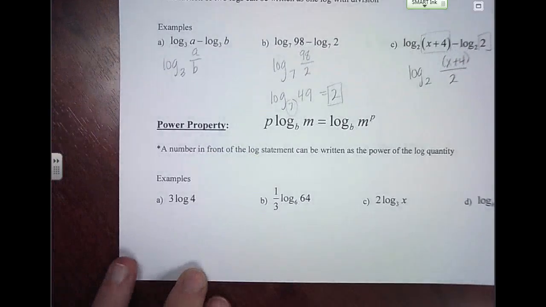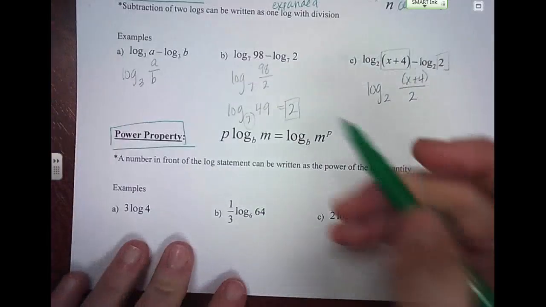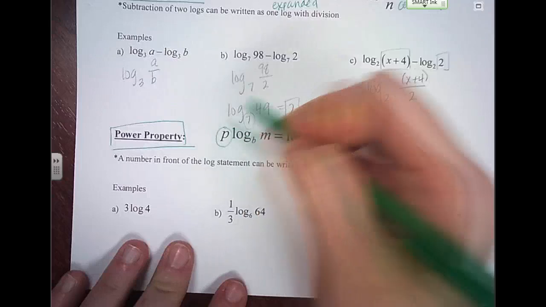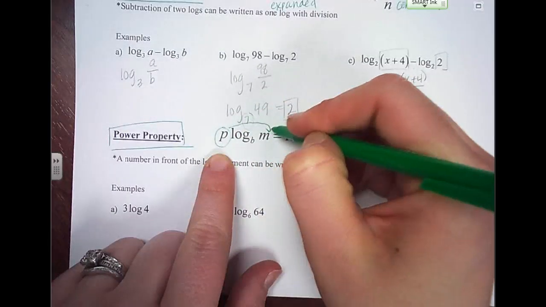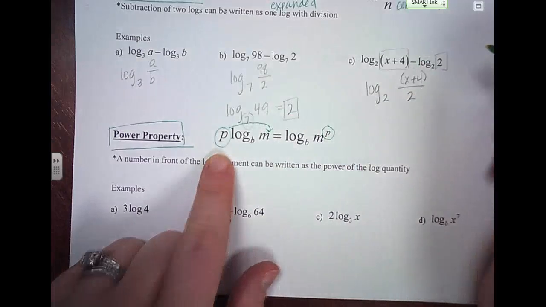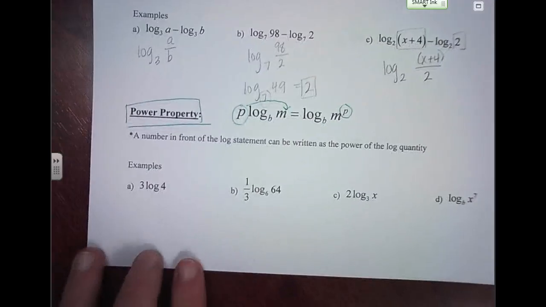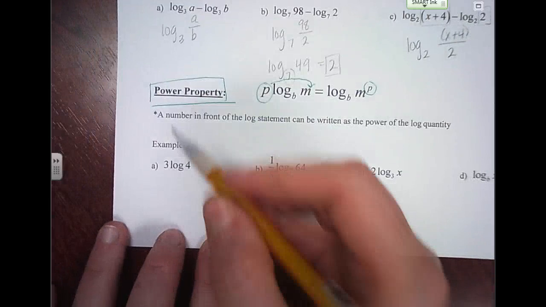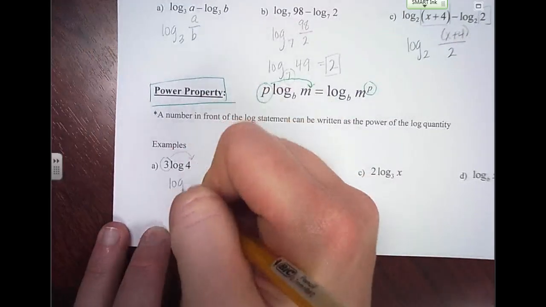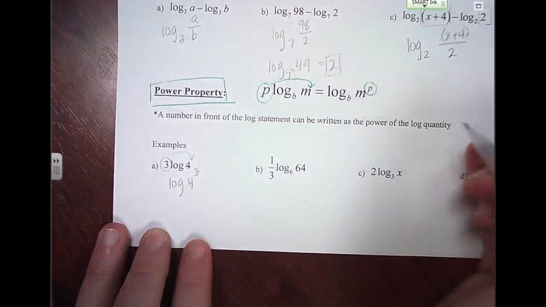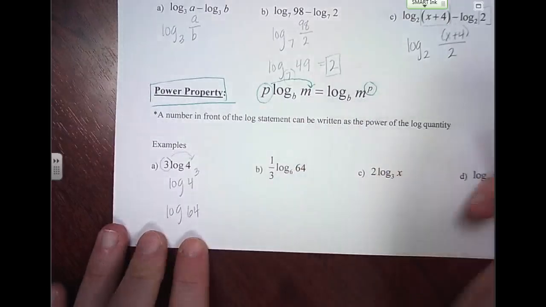And our third property is the power property. The power property says if you have a number in front of a log that's being multiplied, we can rewrite that by bringing it up here as a power of the log. On this one, you're looking for these numbers in front. Like this first one, I have a 3 in front. I can bring that up here and rewrite that as log of 4 cubed, which I know is log 64.